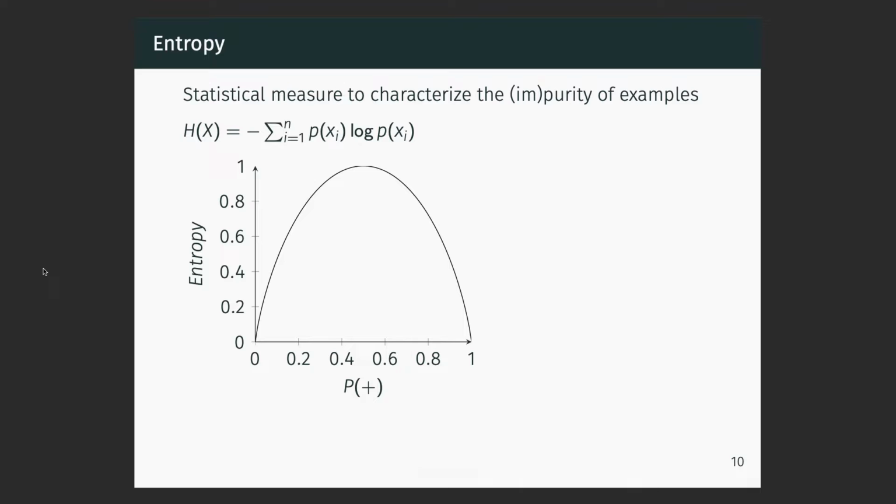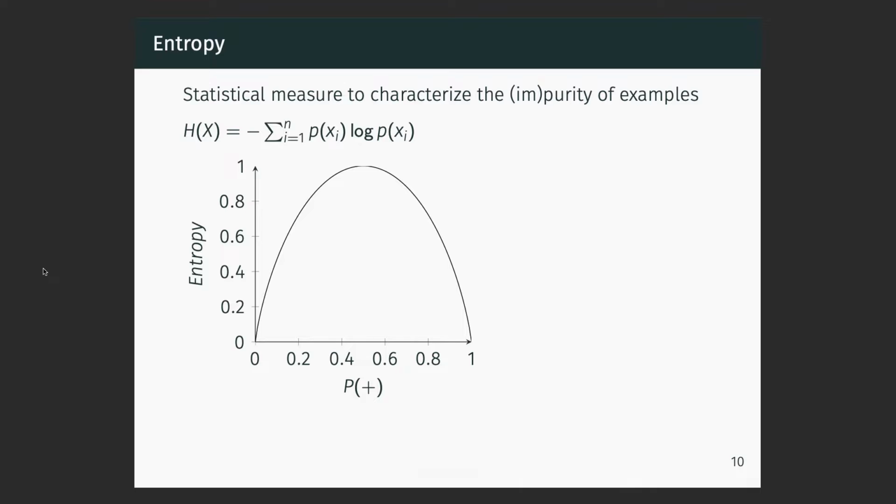So can we say that p of plus plus p of minus is equal to 1? You have only 2 possibilities. So entropy is now plotting minus p plus log p plus minus p minus log p minus, right? And the entropy is going to be maximum when p plus equals p minus equals 0.5.